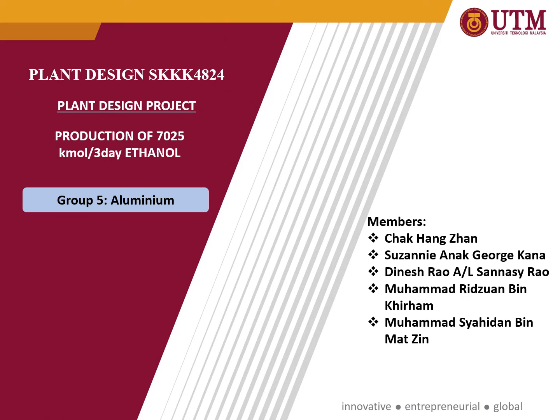Hi, this is Plant Design SKKK4824 Plant Design Project. We are from Group 5 Aluminium and we are producing 7,025 kilomole per 3 day of ethanol. This is the list of our members, and the first thing that we'll be discussing will be the improvement made after the interim presentation that will be explained by Dinesh.